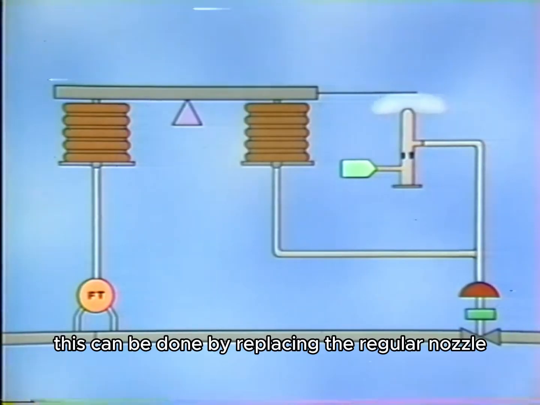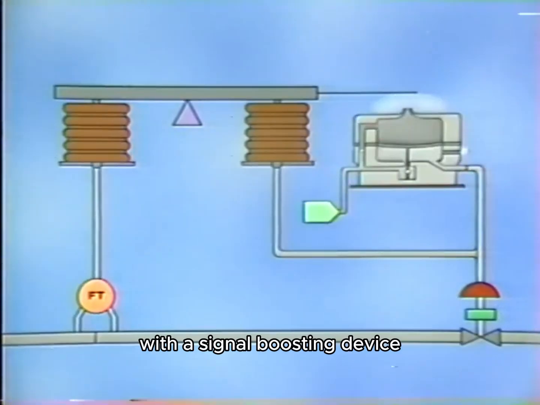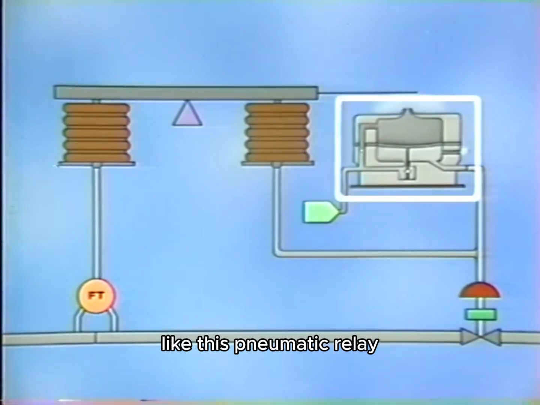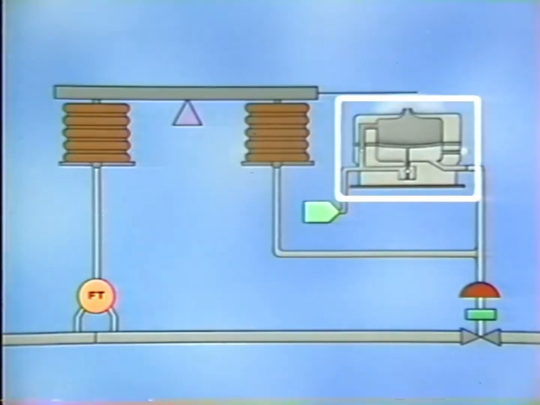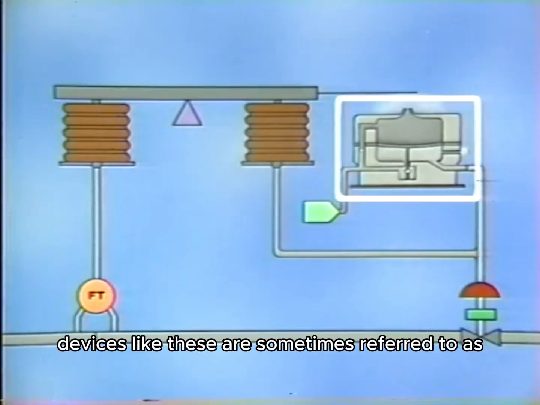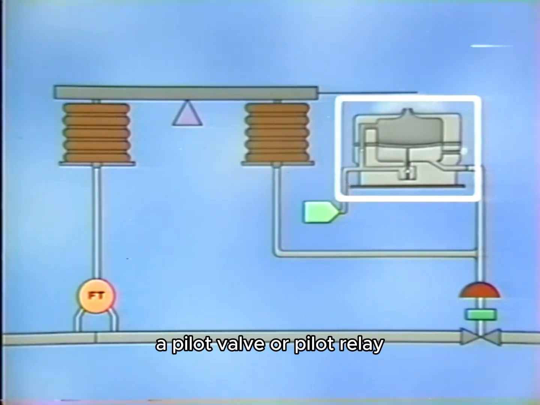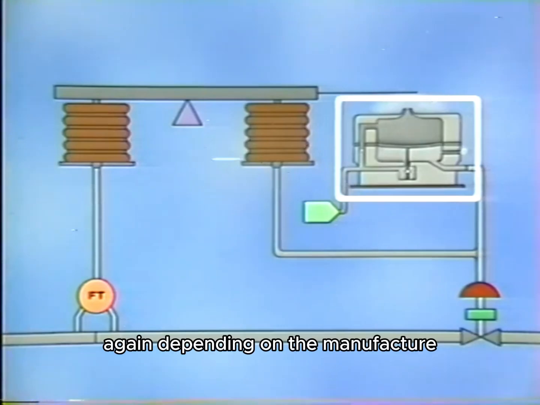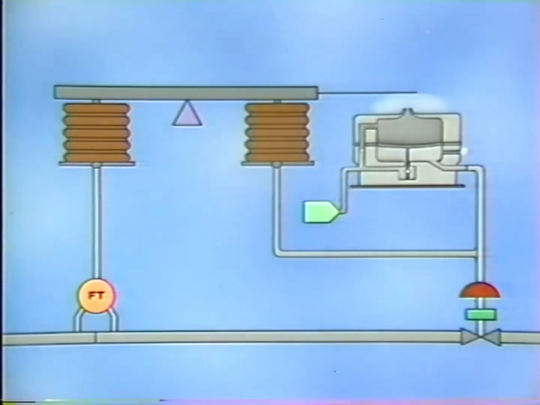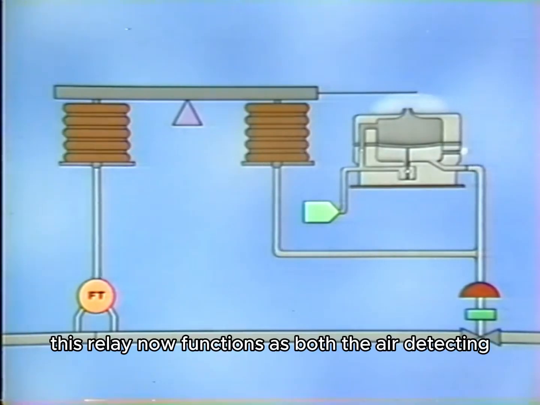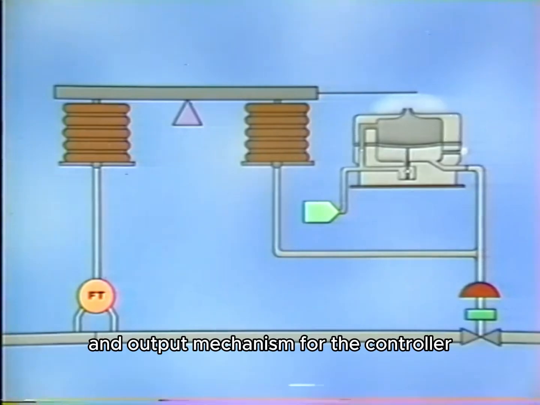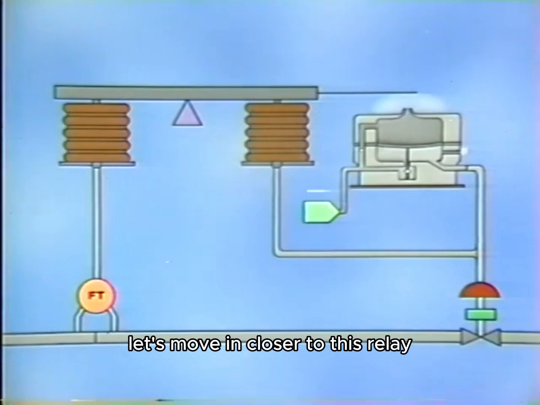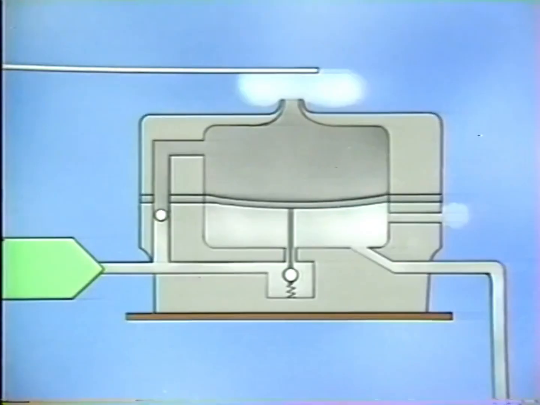Now, this can be done by replacing the regular nozzle with a signal boosting device like this pneumatic relay. Devices like these are sometimes referred to as a pilot valve or pilot relay, again depending on the manufacturer. This relay now functions as both the error detecting and output mechanism for the controller. Let's move in closer to this relay so we can see how it works.